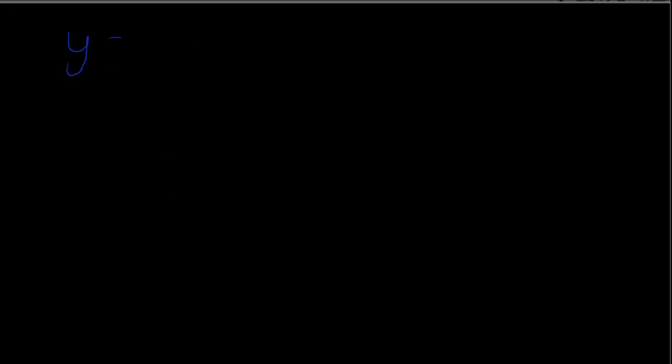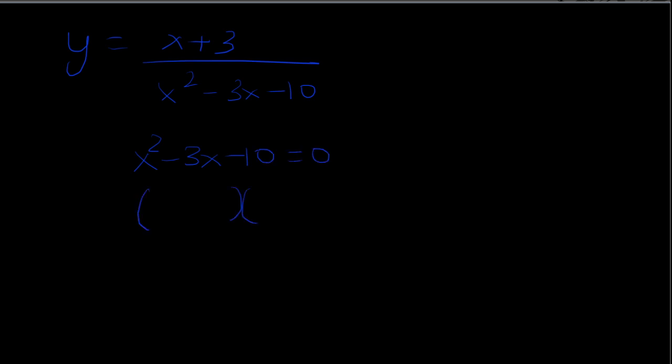Next, if we have y equals x plus 3 over x squared minus 3x minus 10, we're going to be looking at when x squared minus 3x minus 10 equals 0. This one is factorable. We know x squared is x times x, and then we'll have negative 5 and 2, so the solutions would be negative 2 and 5.